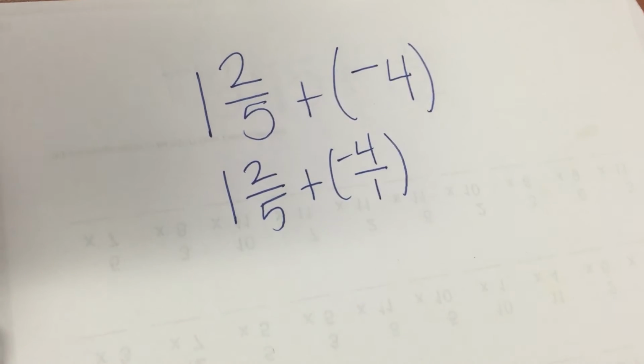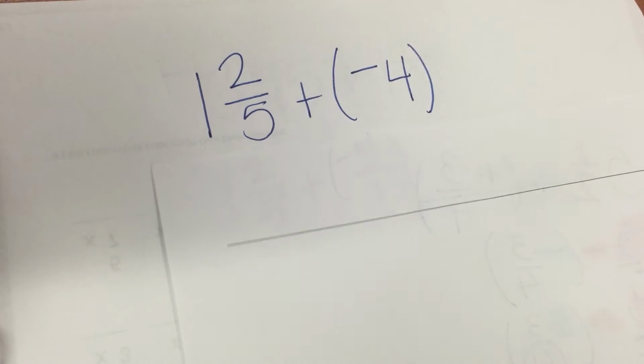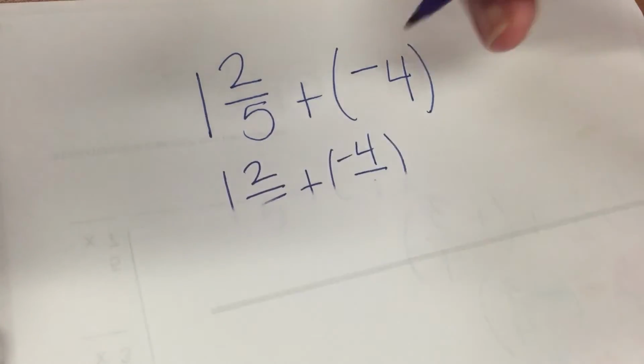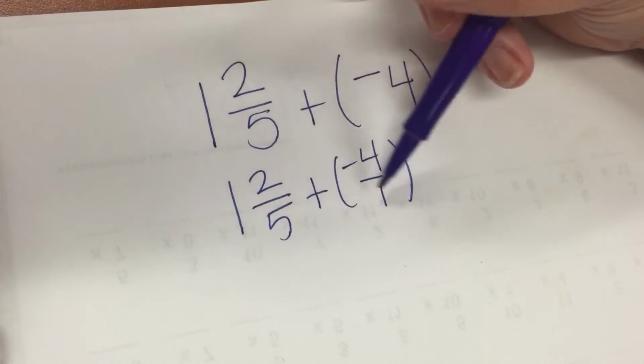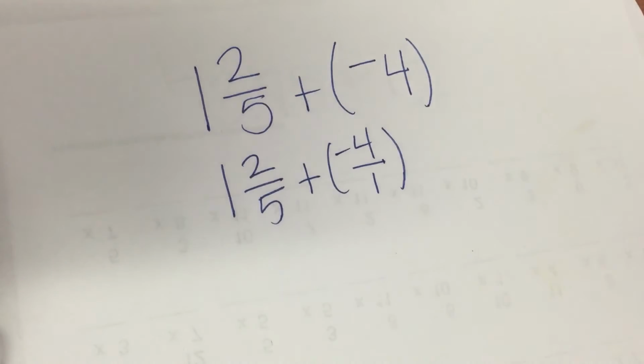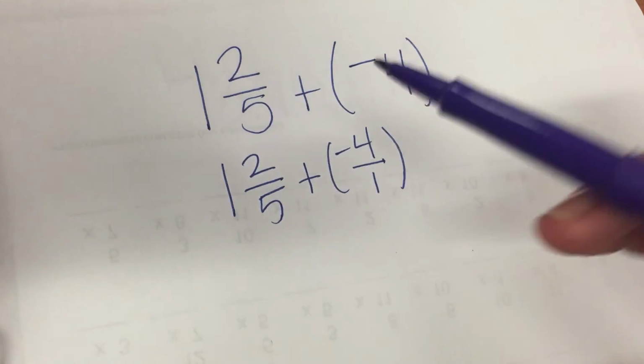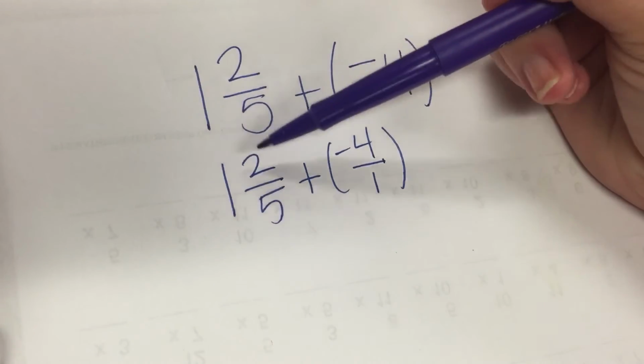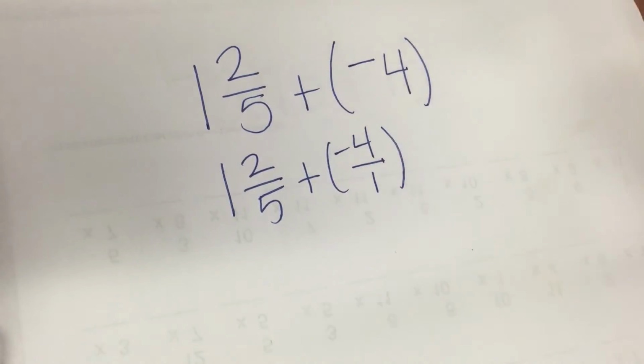First off, I have seen this so many times this week. How do I make -4 a fraction? I put a 1 underneath it. That's all you got to do, guys. This fraction symbol, that fraction line means division. -4 divided by 1 is -4. It is still -4. So you're dividing. Just think, what am I dividing by to keep the same thing? So now we have 1 2/5 plus -4/1.